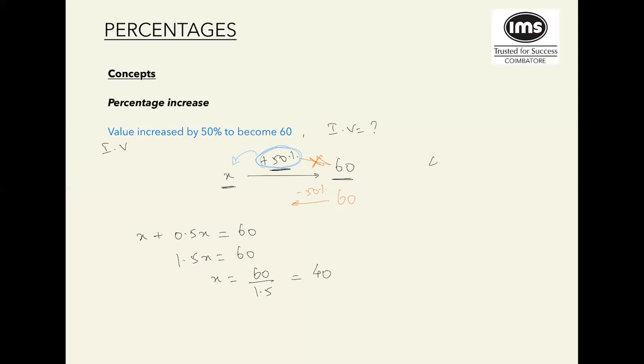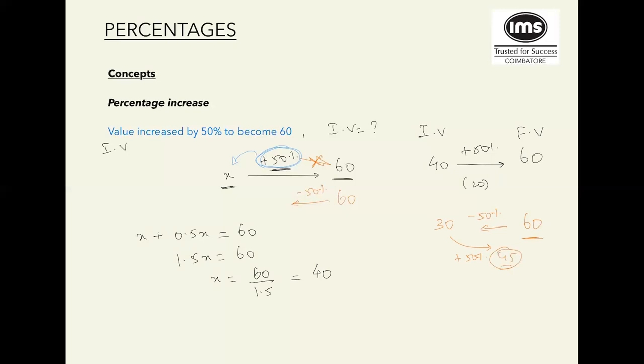So 40 when increased by 50%, which means you're increasing a value of 20 to get you 60. So this is the initial value and final value. On the contrary, if you had taken 60 and reduced it by 50%, you would have got 30. It is not the same as 30. If I increase it by 50%, it will not give me 60. It will give me only 45.